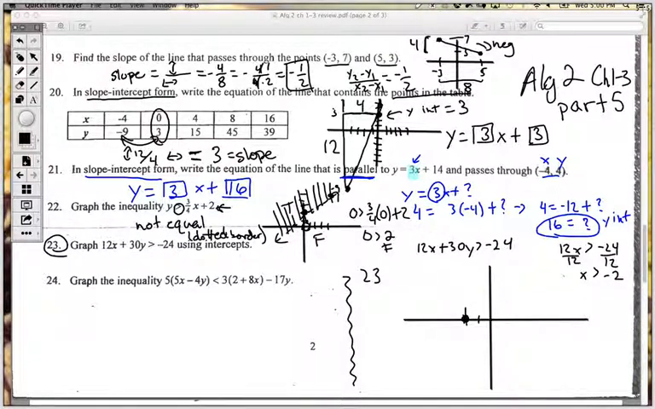Now let's look for the y-intercept. If I were to do the same thing but make the 12x go away, I would have 30y greater than negative 24. Okay, now this one's not as easy. We have to do a little bit of approximation here.